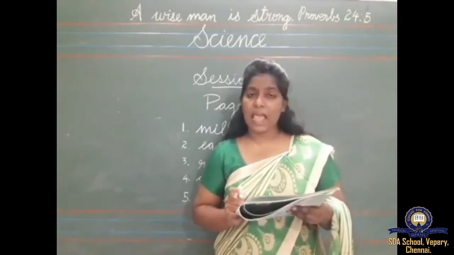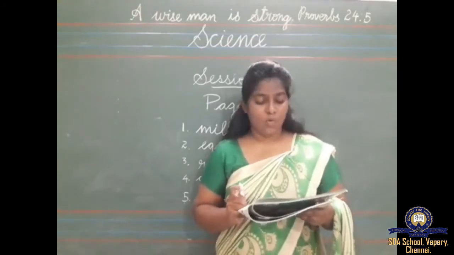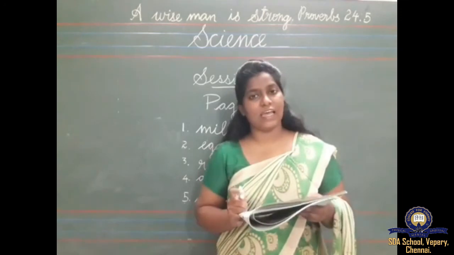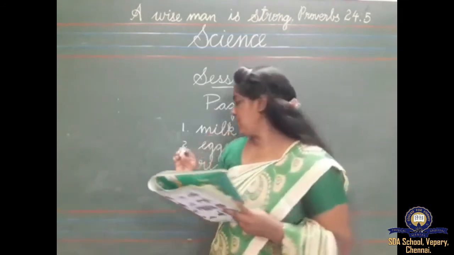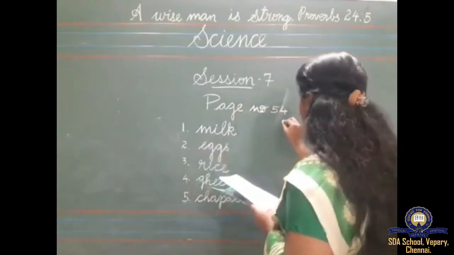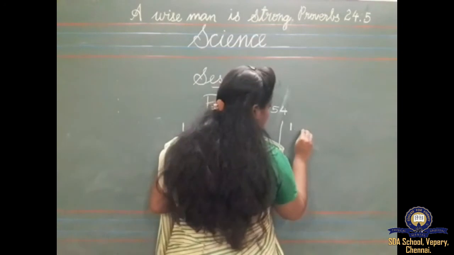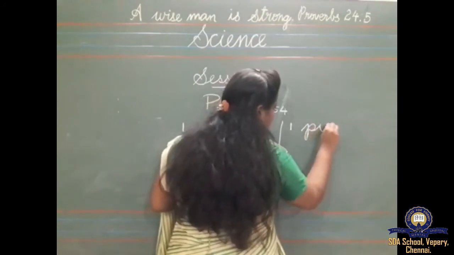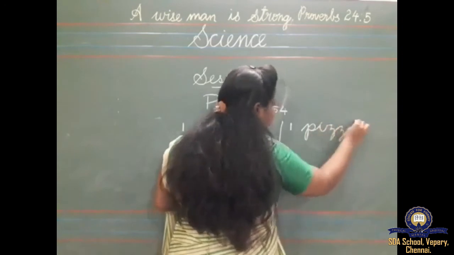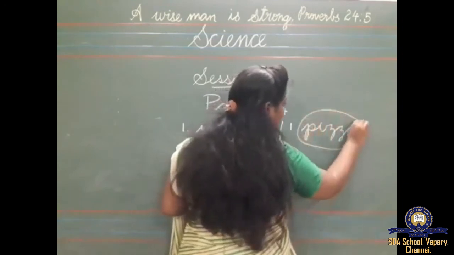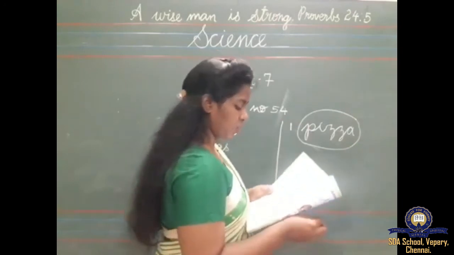P-I-Z-Z-A. Where is it? First or second? The first one. Now circle with me the word pizza. See, there is the word pizza. P-I-Z-Z-A. You should circle this word. Very good. What is the next one?